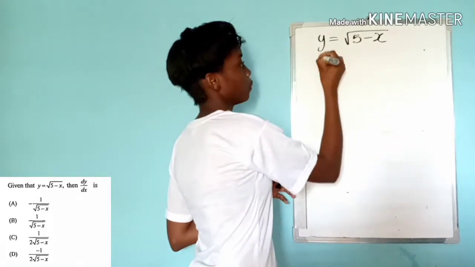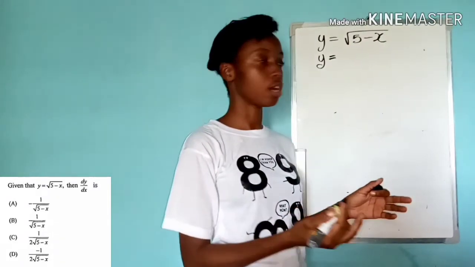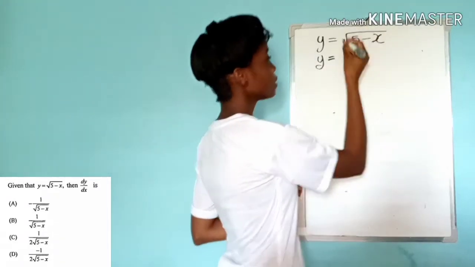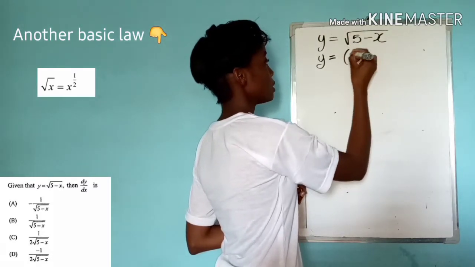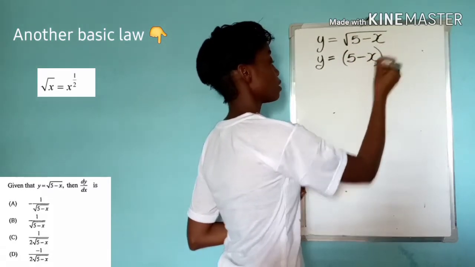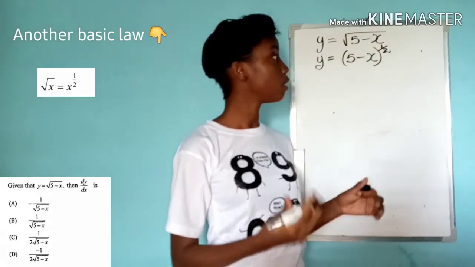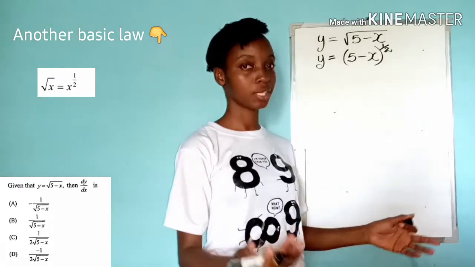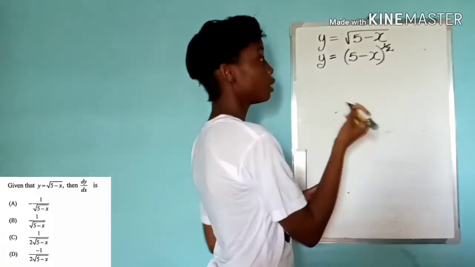Now, as I said before, sometimes it makes sense to rewrite your question. Well, most times. And so, the square root of 5 minus x is the same as (5 minus x) raised to the power of a half. Square root of anything is the same as raising that anything to the power of a half. Alright? And so here we go.